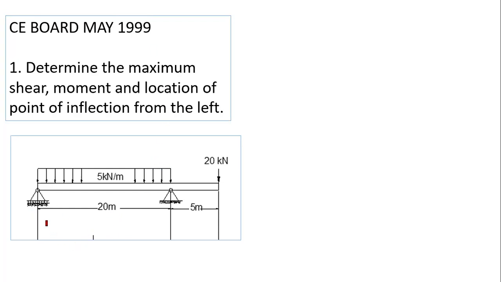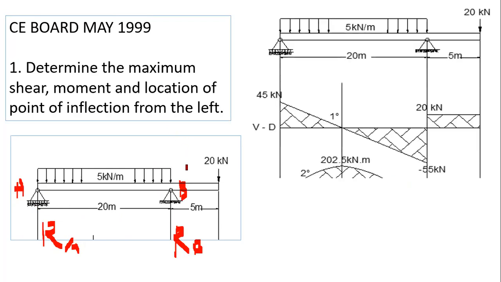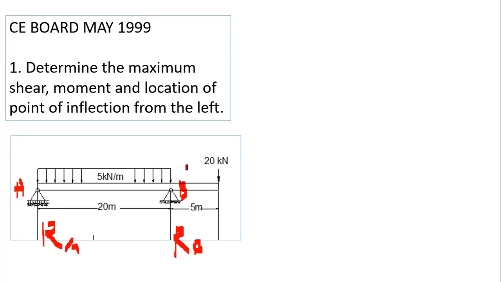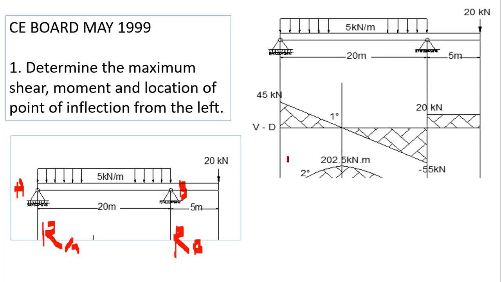So first, of course, you need to calculate the reactions. Let's say this is A, this is B. So this one is RA, and this one is RB. You need to compute the reactions first for us to plot the diagram. You can take moment at A to compute for RB, or you can take moment at B to compute for RA. Here is already given.